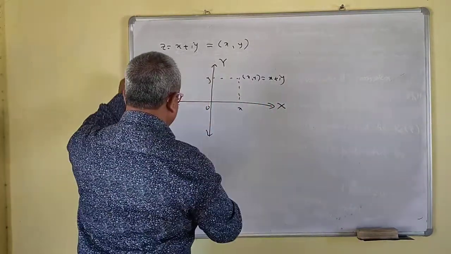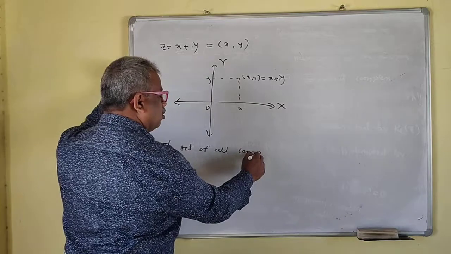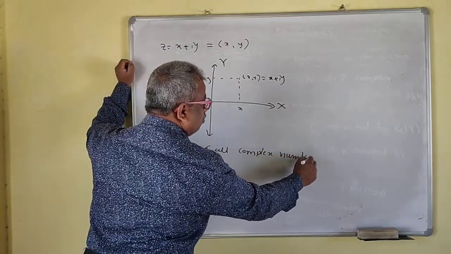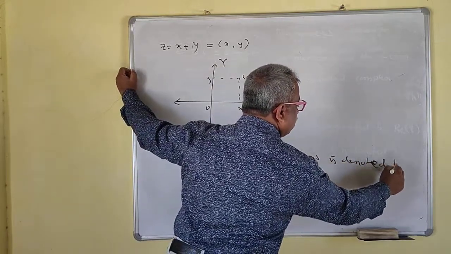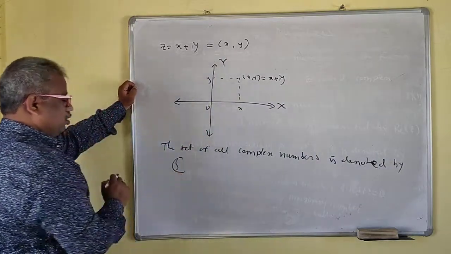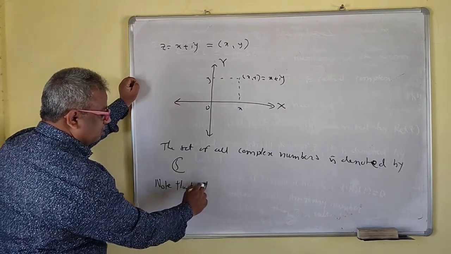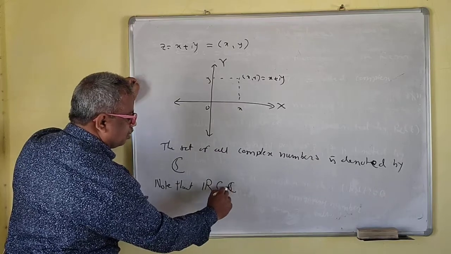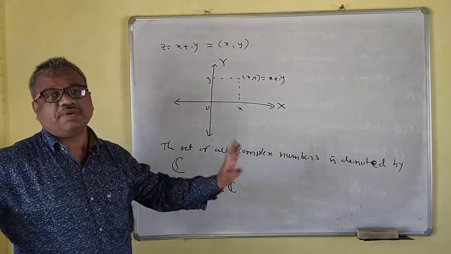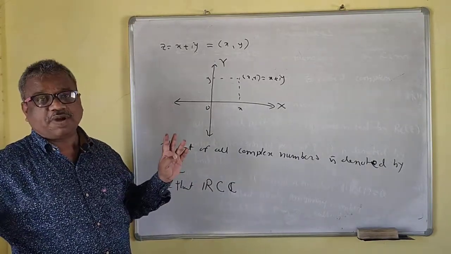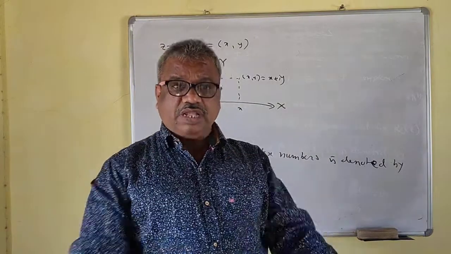The set of all complex numbers is denoted by this. Note that the set of real numbers is a subset of the complex numbers. So the complex numbers are the superset now, because all real numbers are complex numbers. If the imaginary part is 0, then it is called a purely real number. So all real numbers are complex numbers. That means every real number is a complex number.